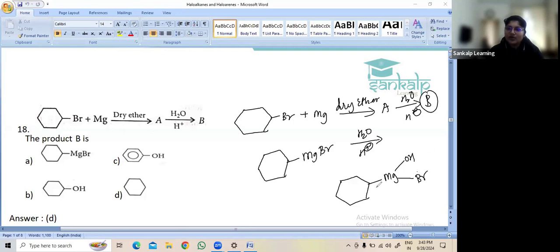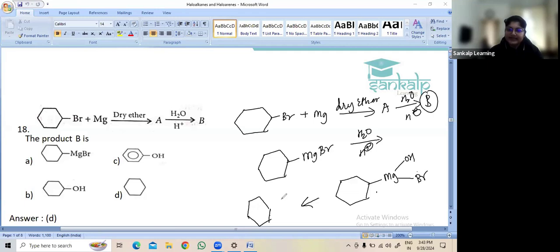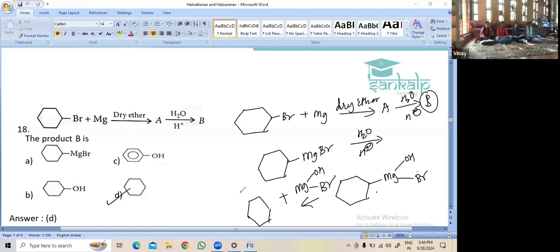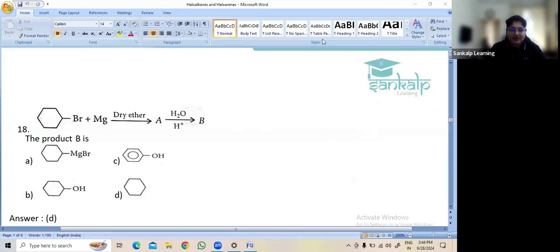So this will undergo acid hydrolysis to give you cyclohexane, 1, 2, 3, 4, 5, 6, cyclohexane plus MgOHBr. So which is the answer? Option number D. So you are going to get cyclohexane. This is a type of addition reaction, that is Grignard reaction. Okay, Grignard reagent reacting with Grignard reagent.